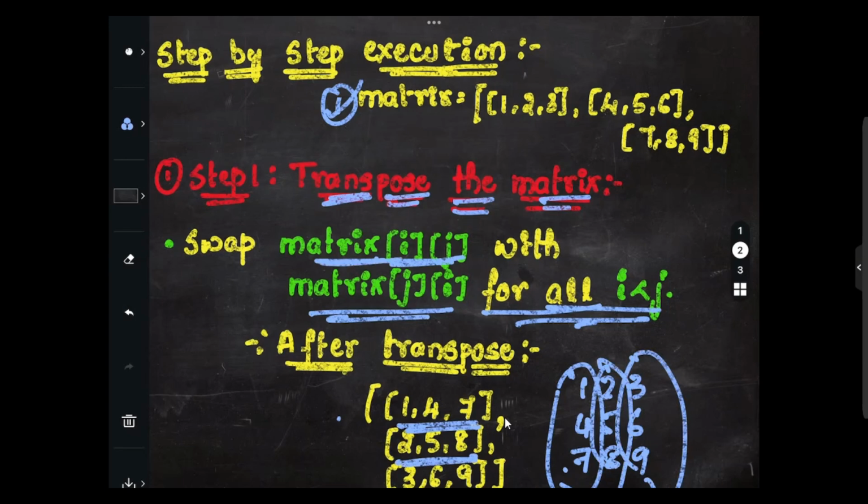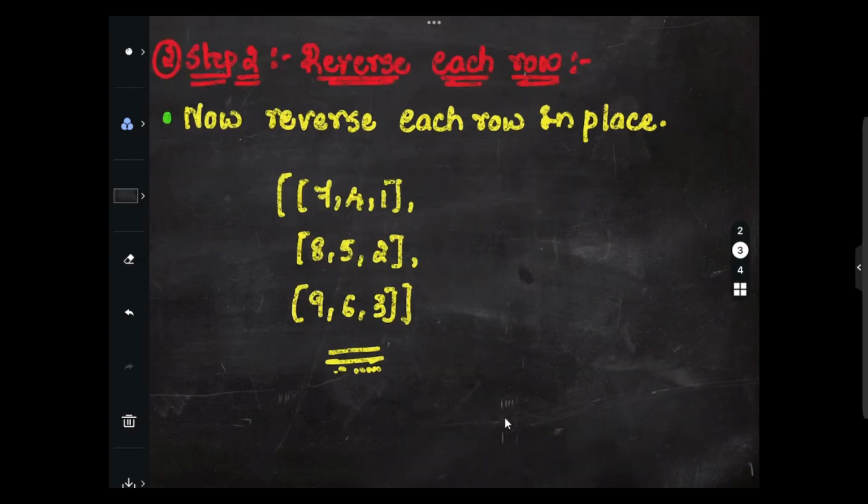So we are just swapping here, right? We are considering 147. The first column we are putting into the first row, the second column we are putting into the second row, and the third column we are putting into the third row here, 369. I hope this is clear, easy to understand, right?